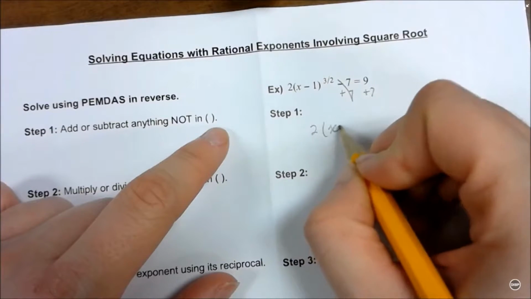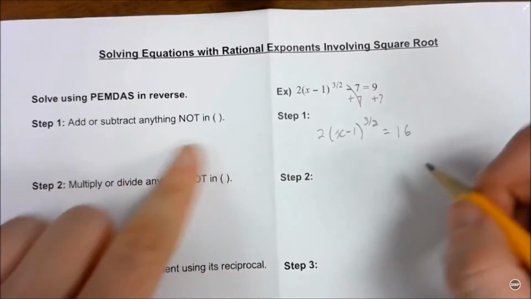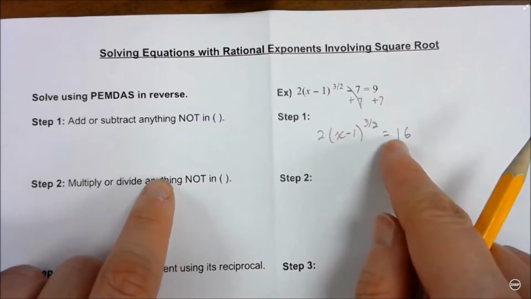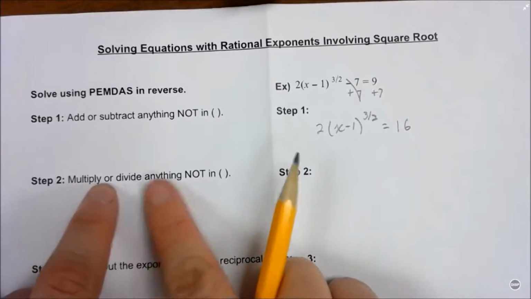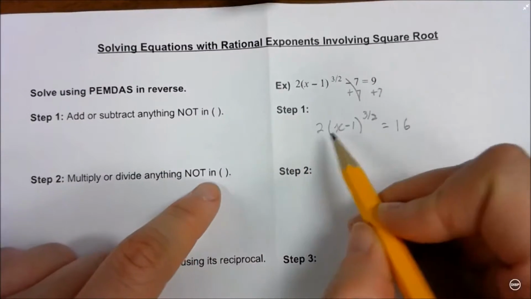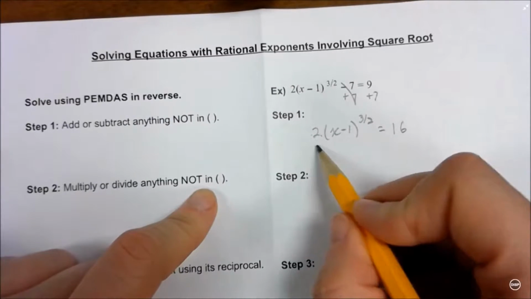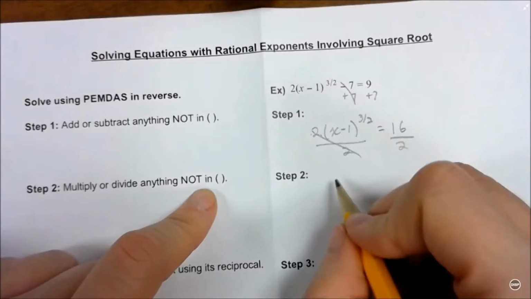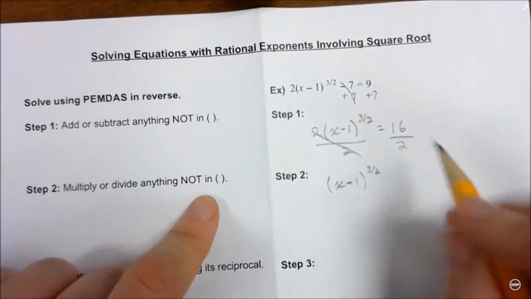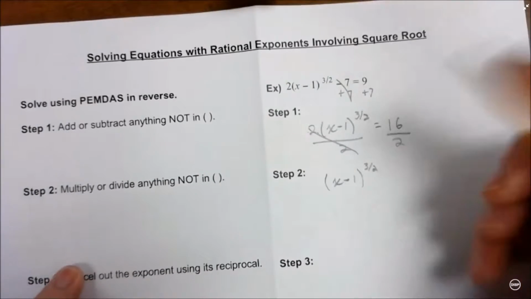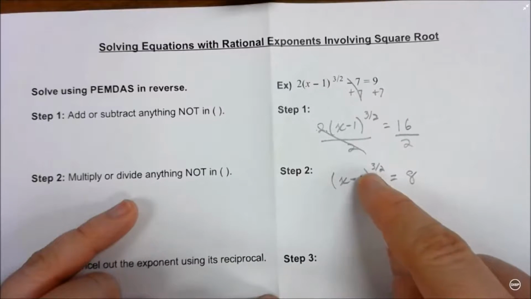So 2 times x minus 1 to the 3 over 2 power equals 16. Then there's nothing else to add or subtract that's outside parentheses, so we're going to keep going. The next thing we want to do is multiply or divide anything not in parentheses. So the only thing left out here is the 2 times this right here. So I'm going to divide by 2. And then I have x minus 1 to the 3 over 2 power equals 8. So x minus 1 to the 3 over 2 power equals 8.